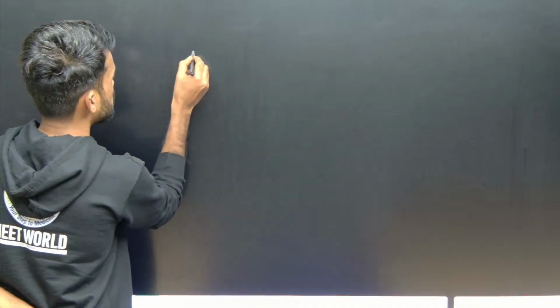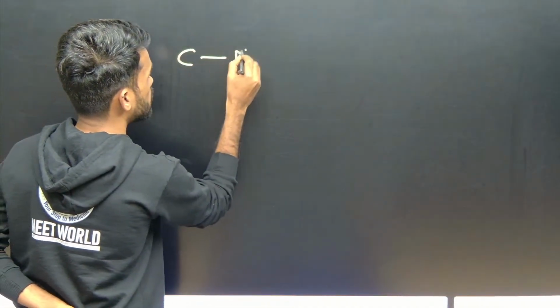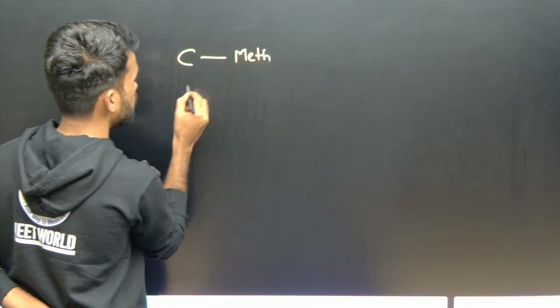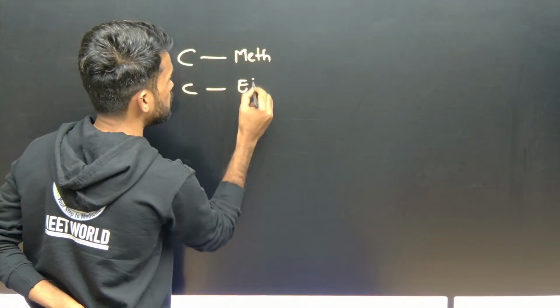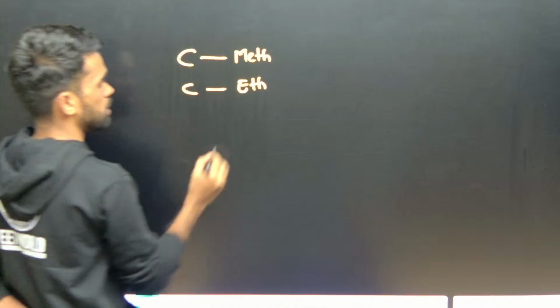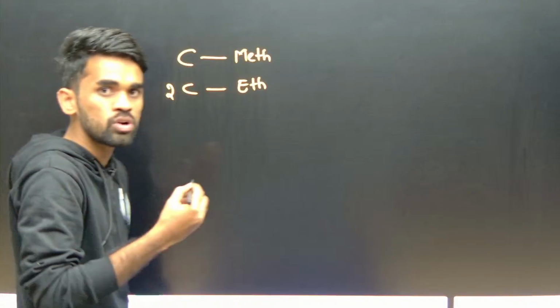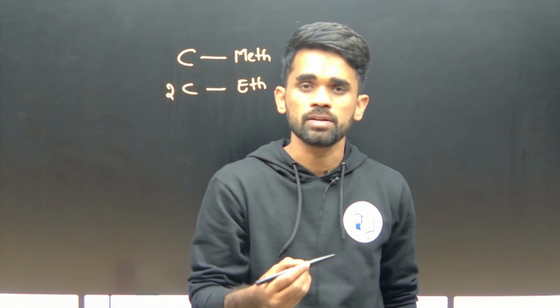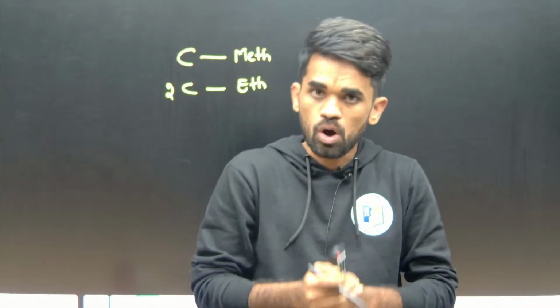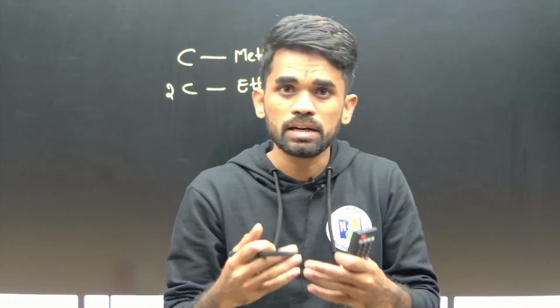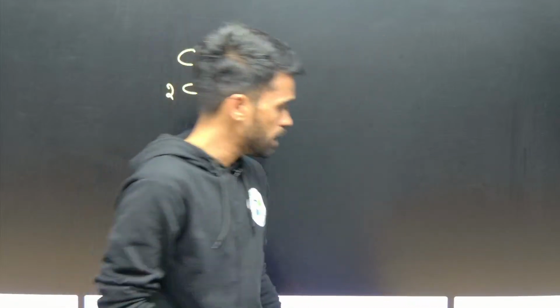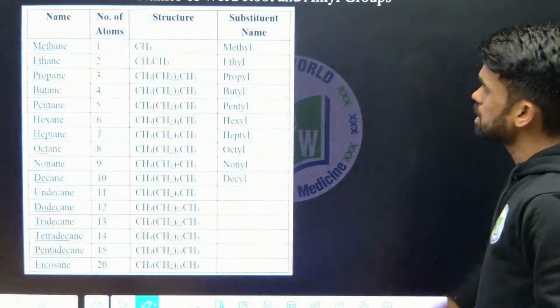So let me tell you first: if there is only 1 carbon, we call it methane, and if there are 2 carbons, you should call it ethane. So I am writing here: 2 carbons, ethane. 3 carbons, propane; 4, butane; 5, pentane; 6, hexane; 7, heptane; 8, octane. I mean, in an alkane chain, it means oct. 9, non; 10, dec; 11, undec; 12, dodec. Like this we should call.